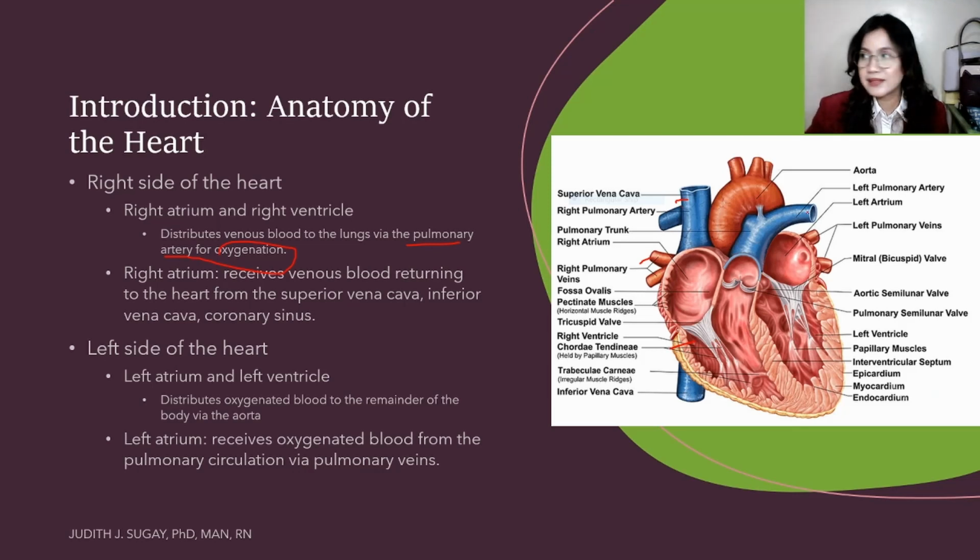On the left side, you can of course find the left atrium, and at the bottom we have the left ventricle. They are the ones in charge of distributing oxygenated blood to the remainder of the body via the aorta. The left atrium, on the other hand, receives oxygenated blood from the pulmonary circulation via pulmonary veins.